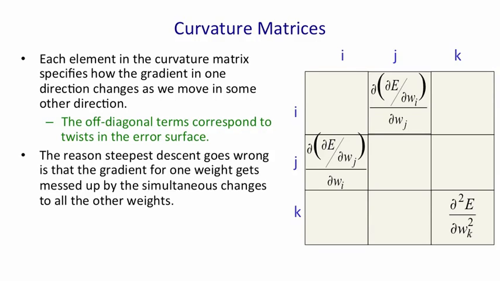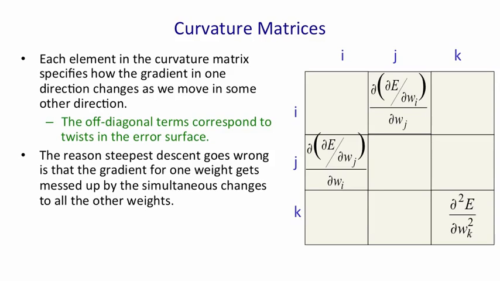So what's going wrong with steepest descent when you have an elliptical error surface is that as we travel in one direction, the gradient in another direction changes. And so if I update one of the weights at the same time as I'm updating all the other weights, all those other updates will cause a change in the gradient for the first weight. And that means when I update it, I may actually make things worse. The gradient may have actually reversed sign due to the changes in all the other weights.